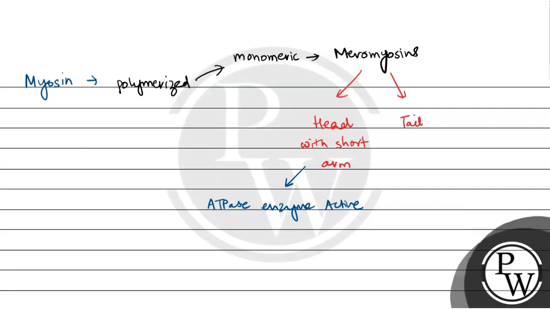So on the head there are two regions. One is the ATP binding site and second is the actin binding site. This actin binding site binds to the active site of the actins and finally results in muscular contraction.